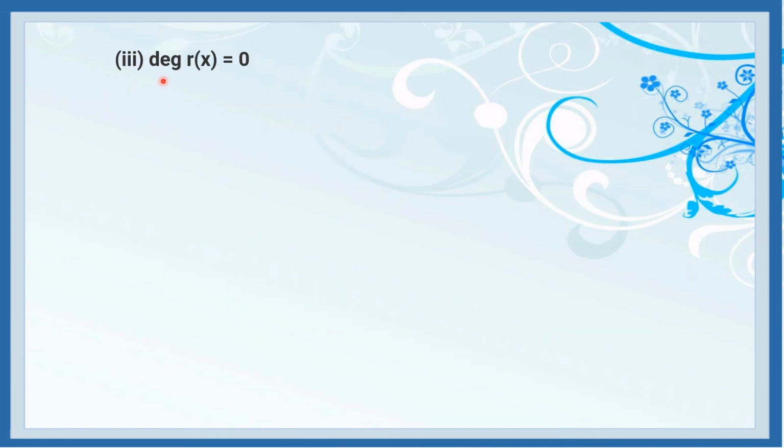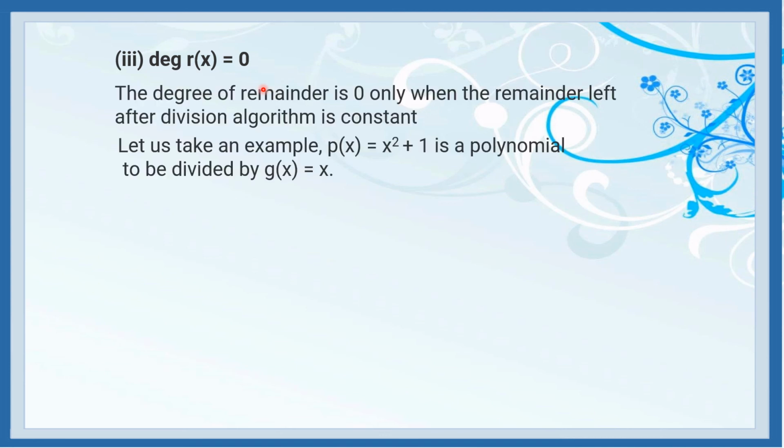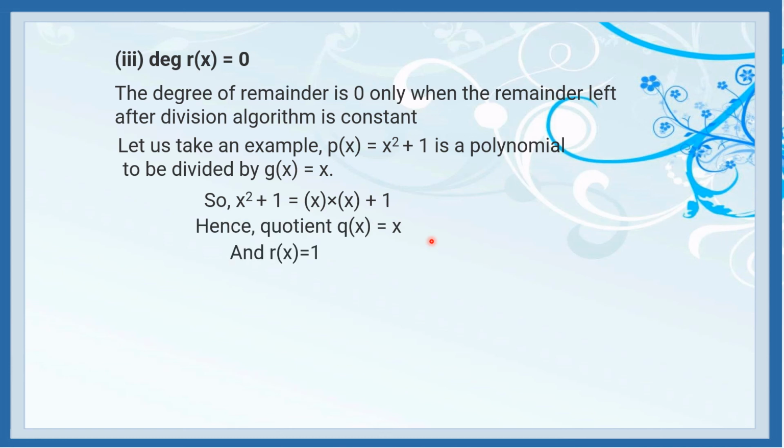Last one, degree of r of x equal to 0. We can give many examples. Let us give one. P of x equals x square plus 1 and divided by x. If you divide this by x, we get the quotient as x and the remainder as 1. So q of x is x and the remainder is 1. Here, what is the degree of the remainder? 0, isn't it? There is no variable, so the degree is 0.